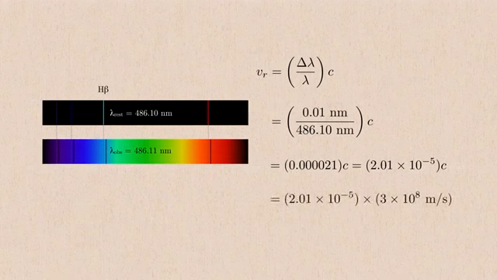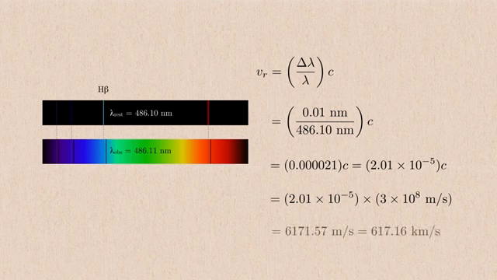Well, the speed of light is 3 times 10 to the 8th meters per second, so if we multiply that out, we find that this star is moving away from us at a velocity of 6,171 meters per second, or basically 6.172 kilometers per second. That is pretty fast, even though that's just a very tiny change in the Doppler shift of the star. So a tiny blue shift or a red shift can mean an enormous radial velocity.